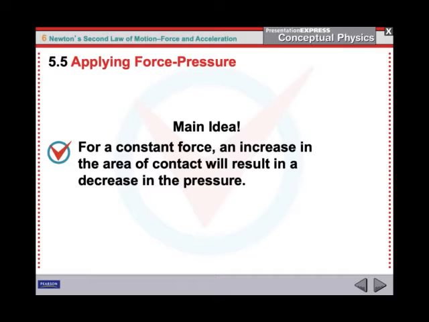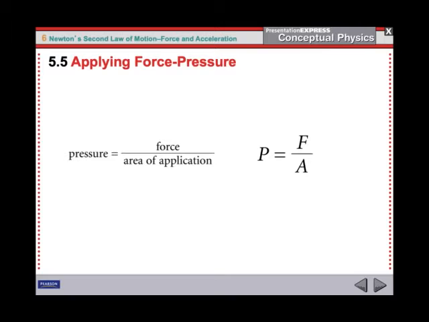Today we're going to talk about pressure, and it's part 5 of my Newton's second law series. So the main idea for this video is for constant force, an increase in area of contact will result in a decrease in pressure. Whoa. Okay, let's dive into that a little deeper.